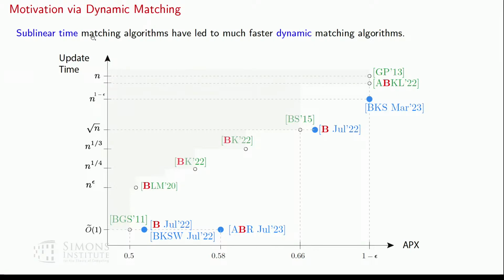And all of these blue improvements basically use sublinear algorithms. But one crucial difference is that these blue results all only maintain the size of the matching, whereas the previous algorithms maintain the matching itself. Okay, so the sublinear time algorithms for maximum matching have a lot of implications in the dynamic setting. So we want to study sublinear time algorithms, and also we want to study what they cannot do. So that's why we'll talk about lower bounds today.